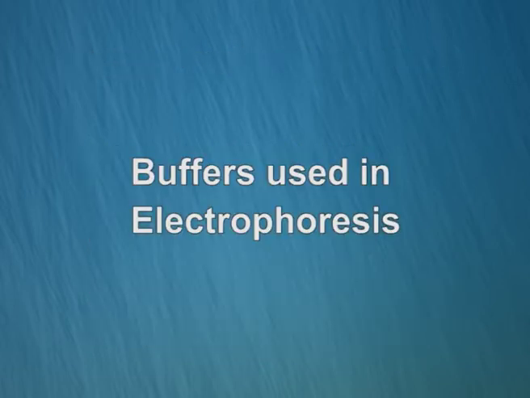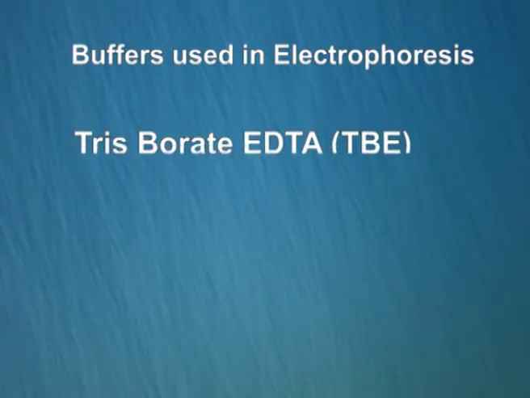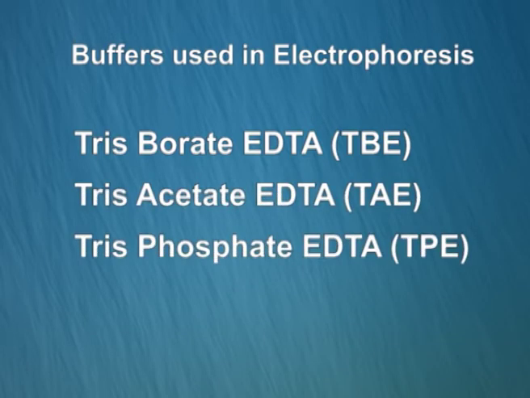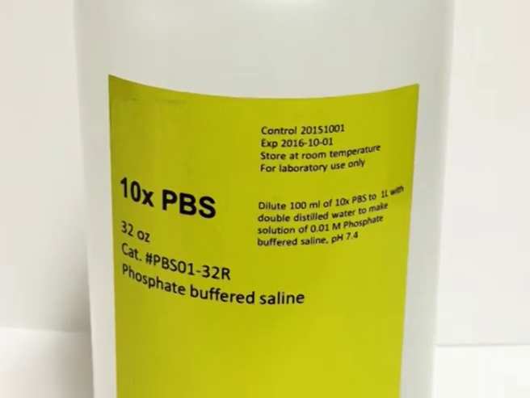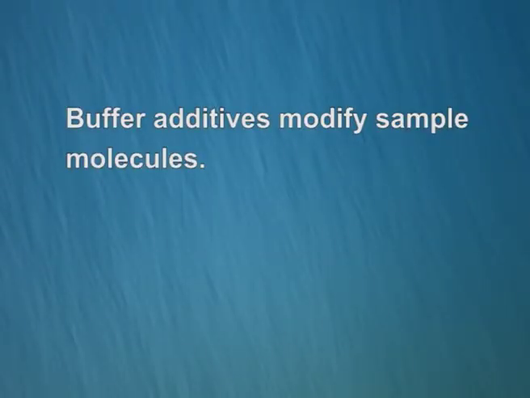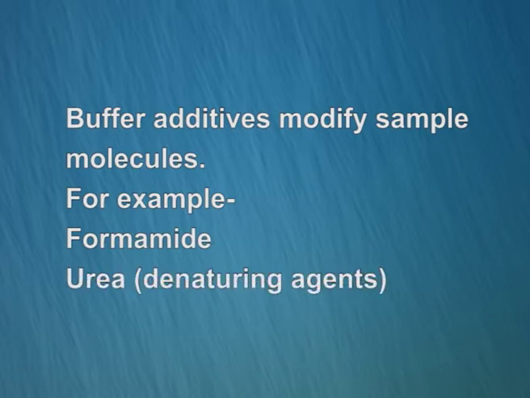Buffers used in electrophoresis. Buffers carry current and protect samples during electrophoresis. Tris borate EDTA, TBE, tris acetate EDTA, TAE, tris phosphate EDTA, TPE, used most often for DNA. 10 millimolar sodium phosphate buffer is used for RNA. Buffer additives modify sample molecules. For example, formamide, urea, denaturing agents.